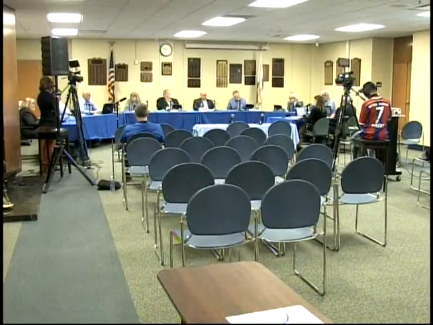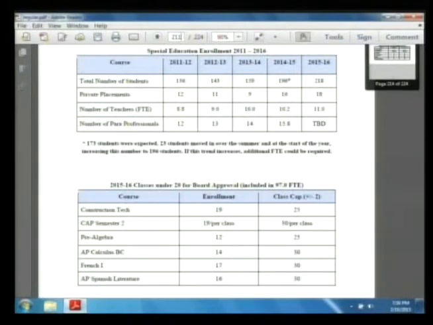Is that the special services line on the summary sheet? Yes. So how many students do we have that get serviced by 11 FTEs? We have 218 for next year. This year's 196.